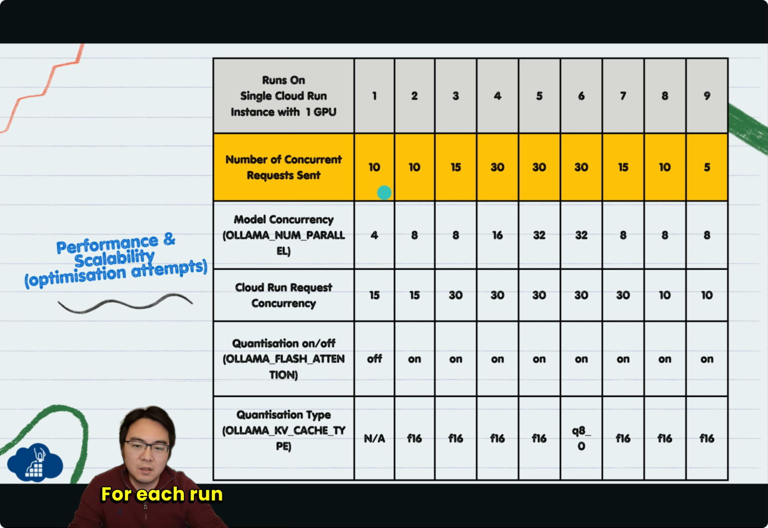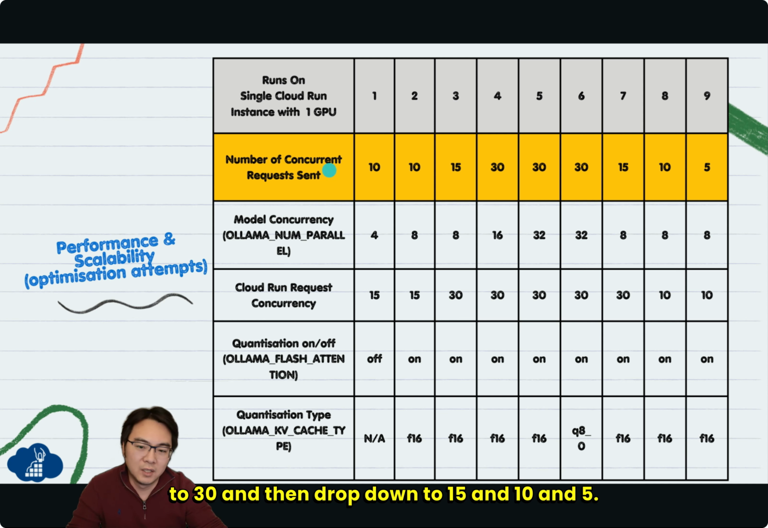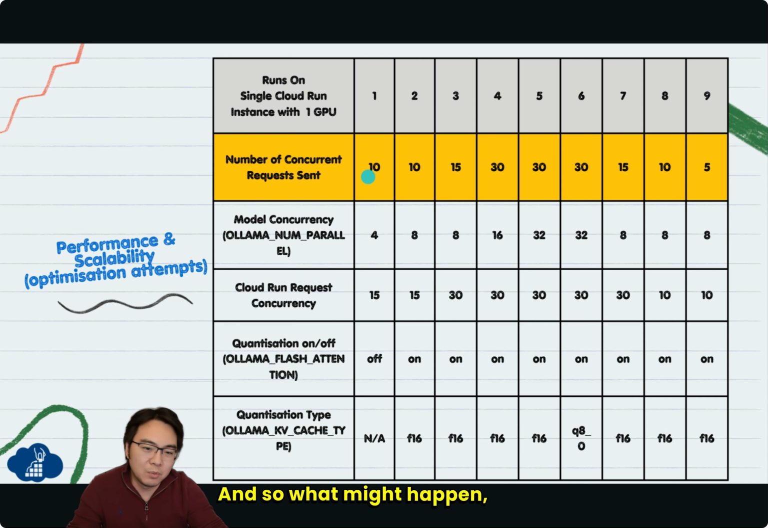For each run, I'm giving it from 10 requests to 15 to 30, and then dropping down to 15, 10, and 5. The reason I did this was that initially it's kind of following my instinct, so what might happen, right? And then I want to say, look, if I give it 10 requests, which is not a lot based on what I read, this is probably already quite a lot for the Nvidia L4 GPU to handle, and it turns out it was.